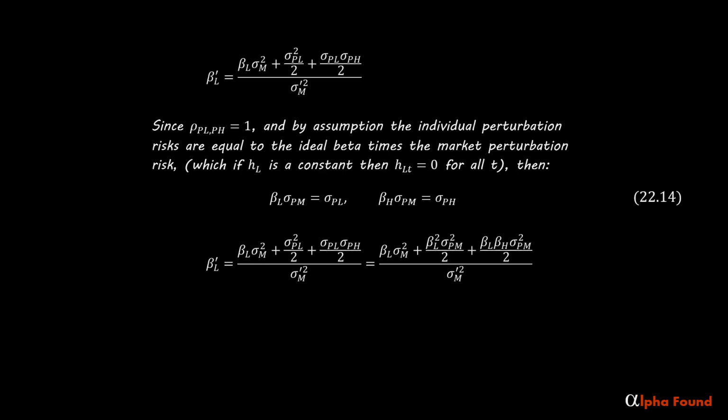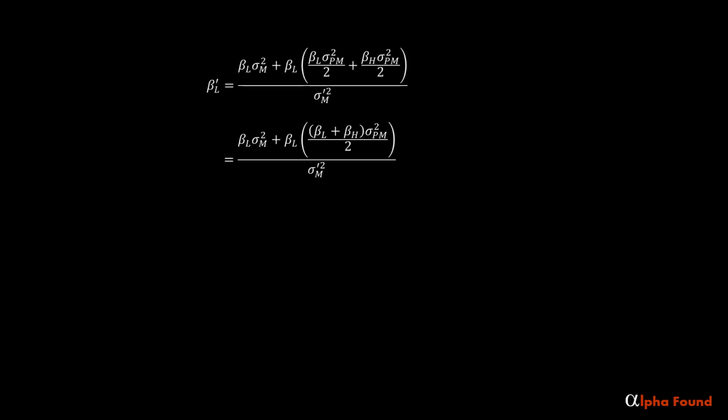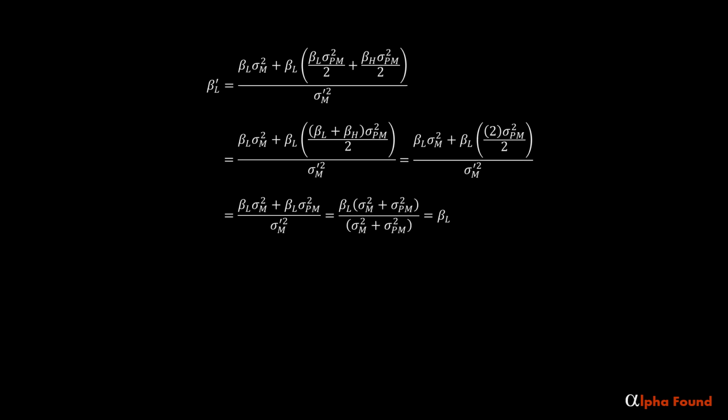and factoring. And factoring again, simplifying, canceling, factoring yet again, and canceling. Therefore, CAPM beta equals ideal beta given that the correlation between perturbations equals 1.